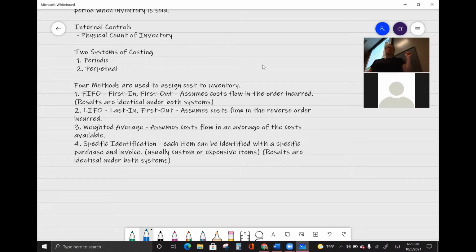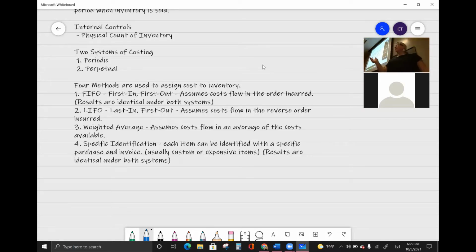LIFO. LIFO is last in, first out. So think about it in reverse. Now I have some inventory that's on my shelf coming into June, and I just bought some more inventory. When I have a sale, what's going to go out is the last thing I bought. So whatever I bought in the beginning of June, that's what's going to go out.